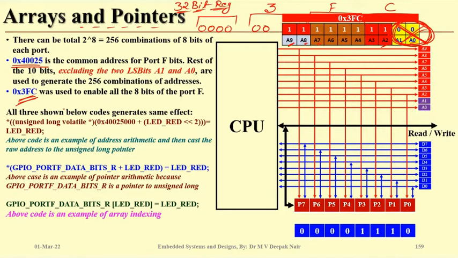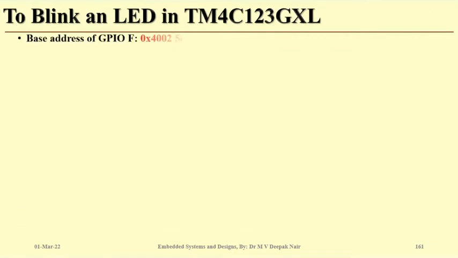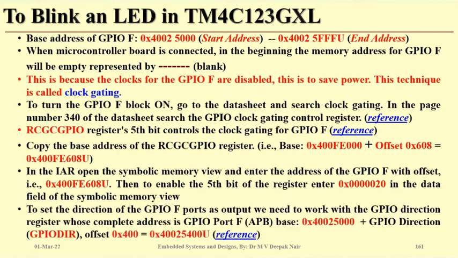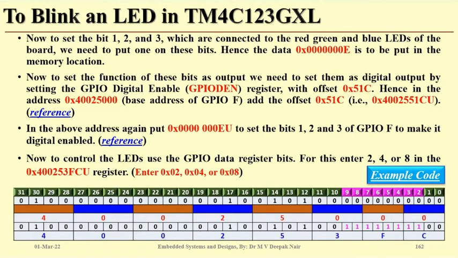So the address can go up to 4002 5 3FC, because 3FC is coming from here. Okay, let me make it a bit more clear. Let me show you another slide. We will come to this. Okay, for example, now it will be much more clearer.